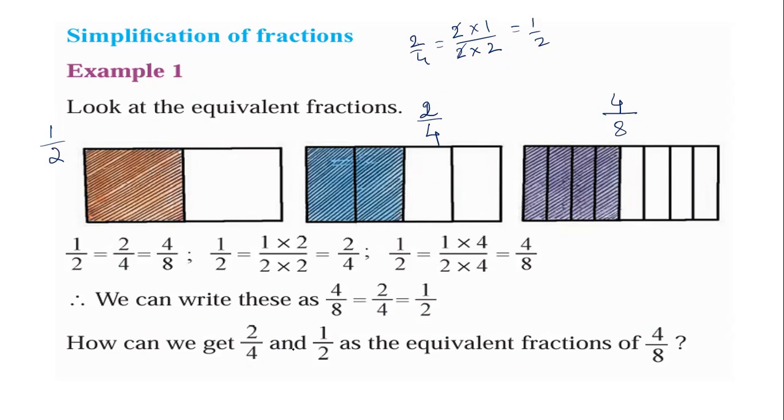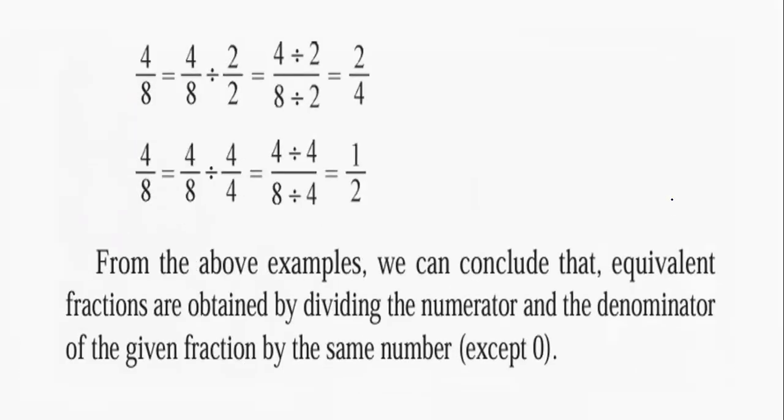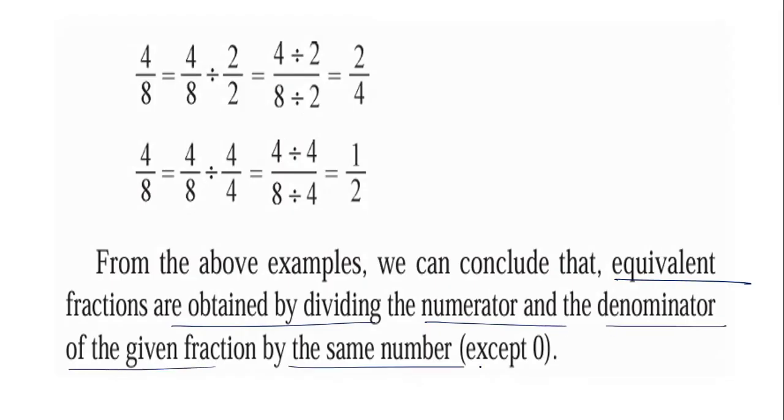How can we get 2 by 4 and 1 by 2 as equivalent fractions of 4 by 8? Simple. By dividing both numerator and denominator, we get 1 by 2. From the above examples, we can conclude that equivalent fractions are obtained by dividing the numerator and denominator of the given fraction by the same number except 0.